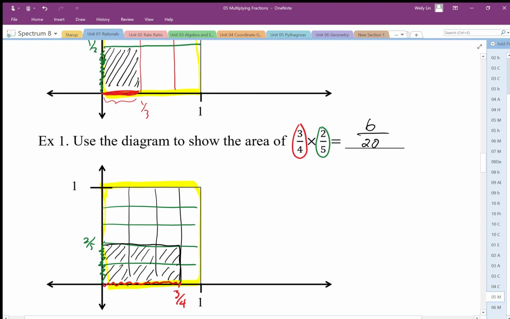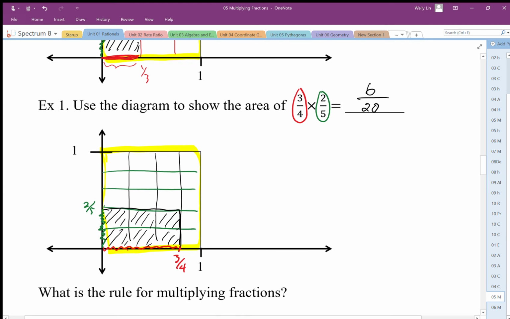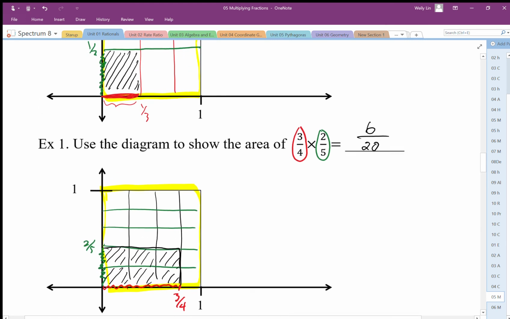And if we have 5 groups this way, we actually have 2 groups that we shaded this way, and we have 3 groups. In fact, this is just grouping, so we can just do 2 groups times 3 groups to get our 6 groups of shaded area. Interesting. That looks like I can just multiply the top times top. 2 groups, 3 groups gives me our top. 4 groups this way, 5 groups this way gives me my whole, which is the bottom.